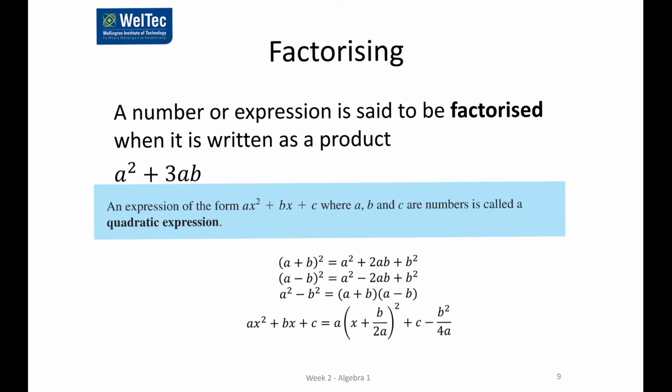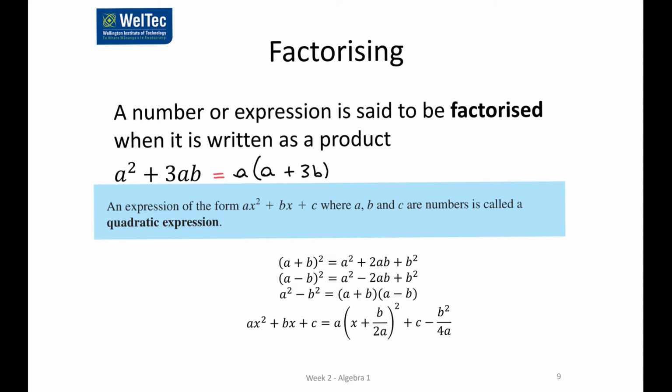Factors go hand in hand with products. A product is what you get by multiplying two factors together, but sometimes it's more useful to go the other way, to take the product and actually factorize it. So if we look at the first example here, a is in both terms, so we can take a outside the bracket. A times what is a squared? It would be a. There's a plus sign there. A times what would give us 3ab, and the answer would be 3b.